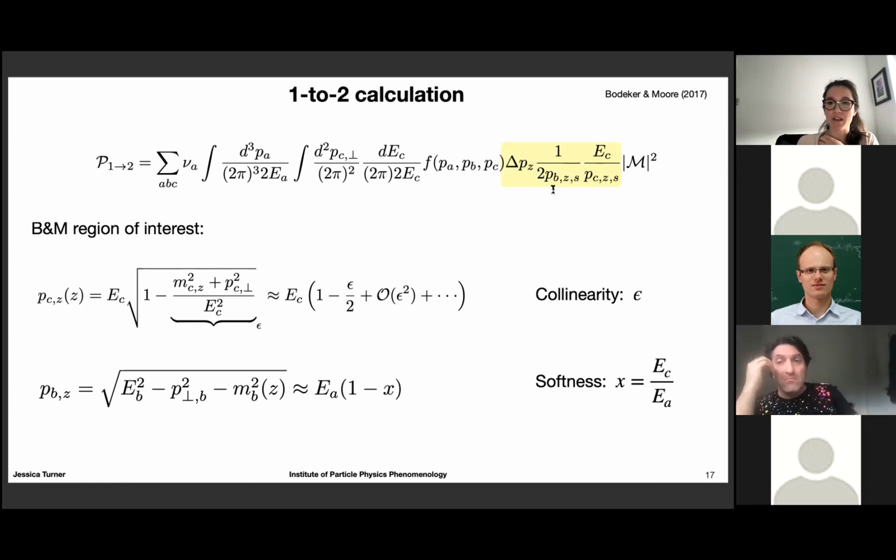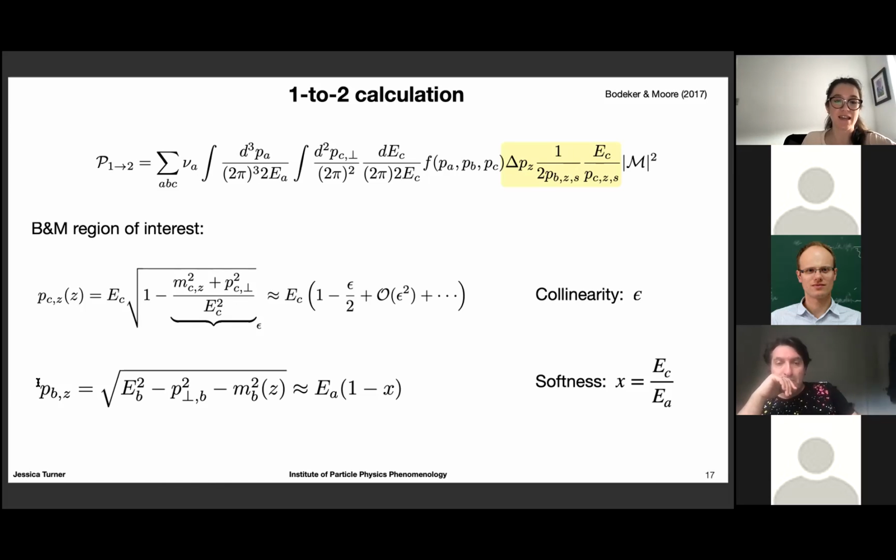So here in the denominator, we have P_BZ^S and P_CZ^S, which are respectively the longitudinal momentum of particle B in the symmetric phase and particle C in the symmetric phase. So we can rewrite the longitudinal momentum of particle C in the following way. We've just taken the dispersion relation from that fourth slide I showed, taken out the energy, and we're going to do a Taylor expansion. This parameter here, epsilon, encapsulates how collinear that soft emission is, i.e. how big P_C is. If P_C is very small, then the emission is highly collinear with P_B, the hard particle.